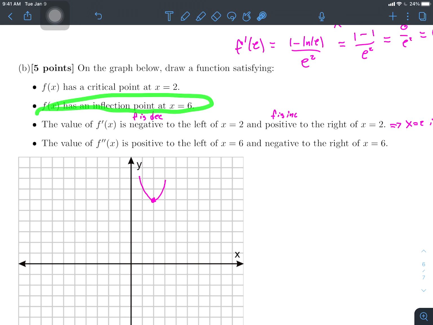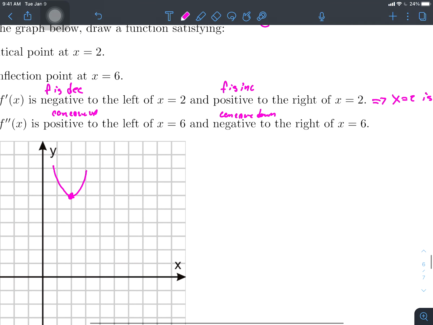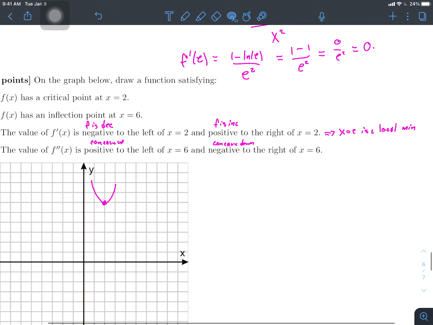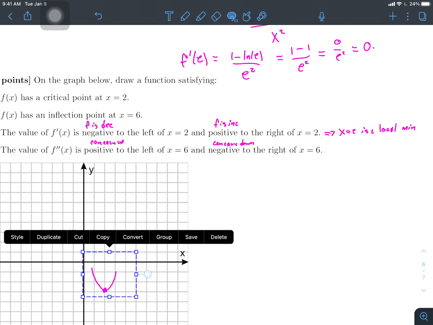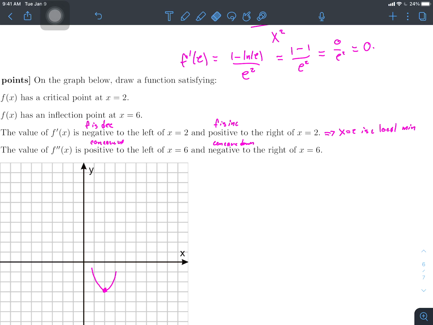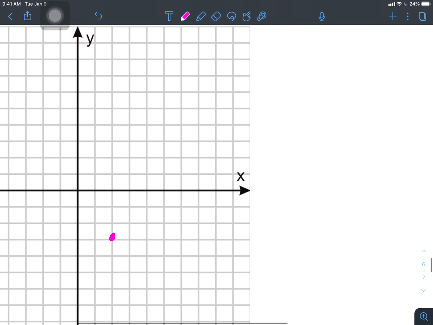They say we also have an inflection point at x equals 6. And they tell us that f double prime is positive to the left. So that means we're concave up to the left, and f double prime is negative, which means we're concave down to the right. So maybe it would be better to draw this a little bit further down so that we have more space to go up here. All that matters about this point is that it should be a minimum. So maybe it looks something like this.